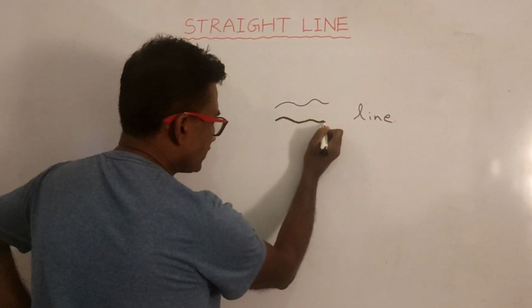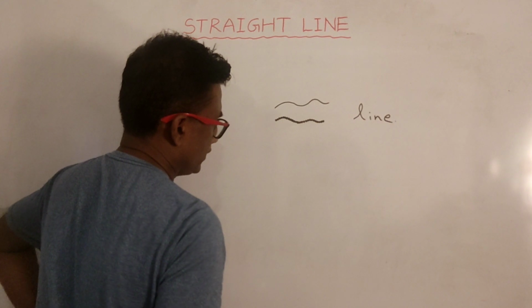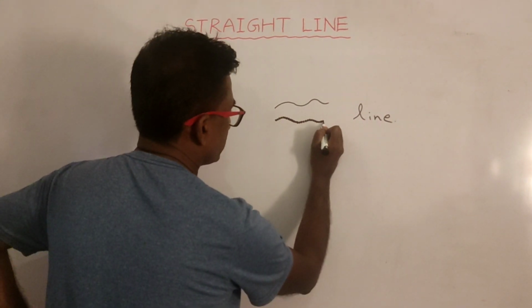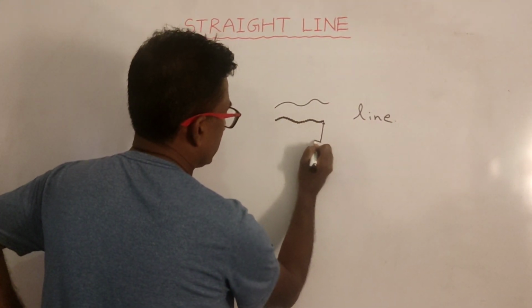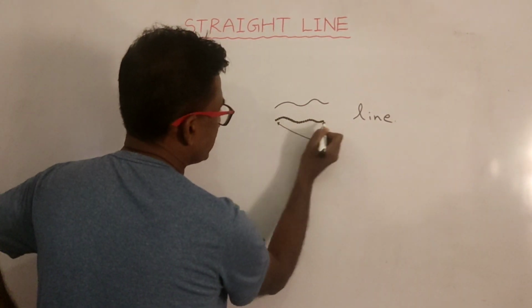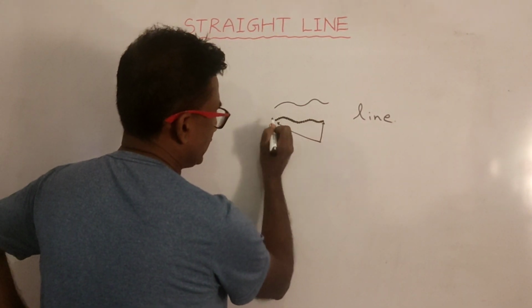Now at each extremity of a line there is a point. Okay, there is a point. At each extremity of any given line there is a point.